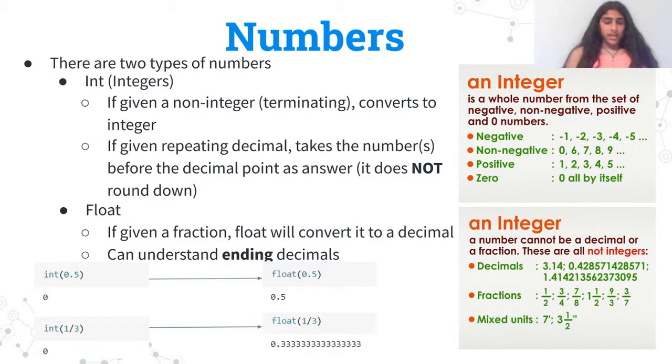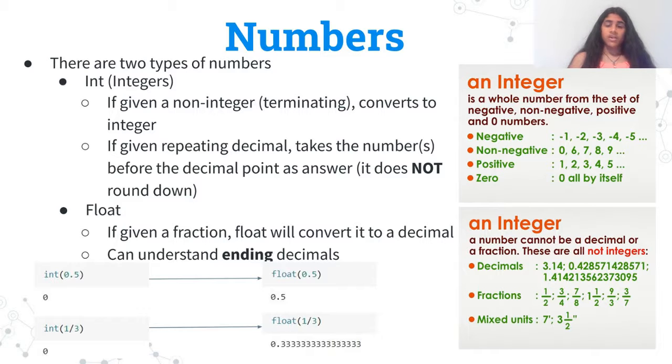Numbers. In Python, there are two different types of numbers: int, or integers, and float. On the right-hand side, you can see what an integer is and isn't. An integer is generally a whole number, so it can be -6, 0, 1, 21. Any number without fractions or decimals or mixed units are usually integers. So if Python is given a non-integer that's terminating, like 5.2, it would convert it into an integer. So 5.2 would just become 5.